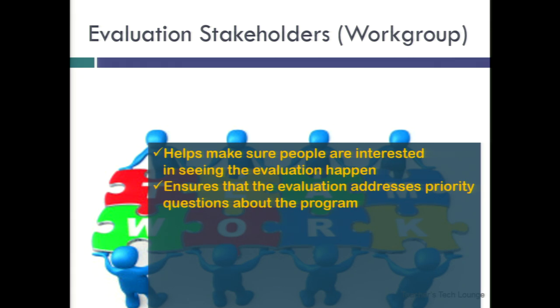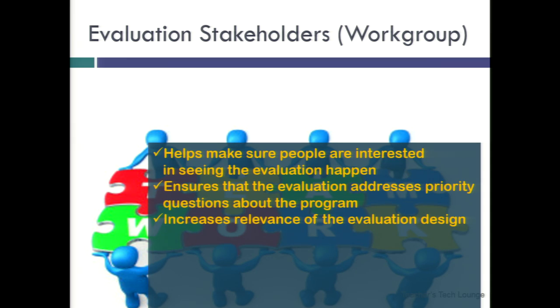It ensures that the evaluation addresses the priority questions about the program, because for any evaluation, whether it's formative, process, implementation or outcome, you're going to have dozens of possible questions that you can ask and answer. So once you've decided, yes, I'm going to do process, or I'm only going to do outcome, you still have to figure out what is it about outcome evaluation that's going to matter most to the key stakeholders. Okay, so it helps you prioritize questions about the program.